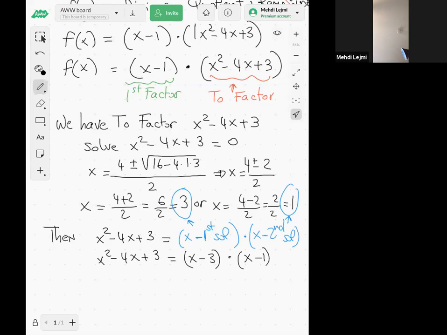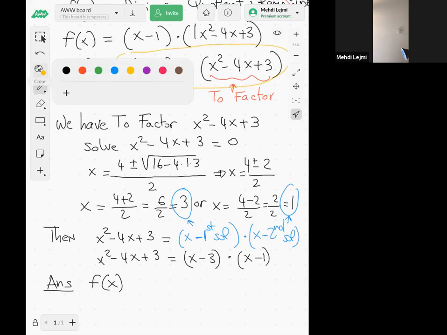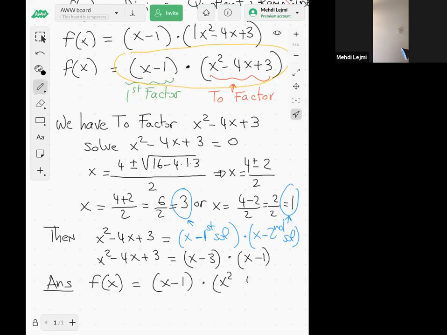Yes, absolutely. So x minus 1 is going to have multiplicity 2. So now, the final answer to the question. Remind you our f of x. We said our f of x is this thing here, right? It's x minus 1 times the x squared minus 4x plus 3. But now x squared minus 4x plus 3 turns out to be x minus 3 times x minus 1, as you see here. All right.